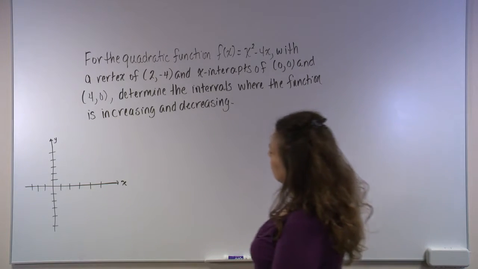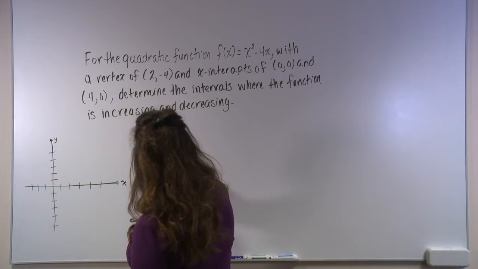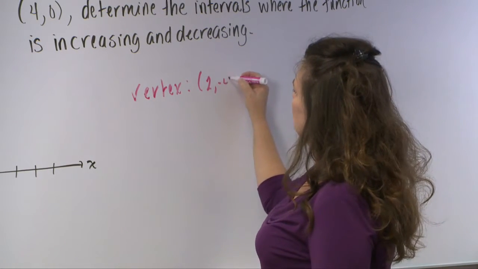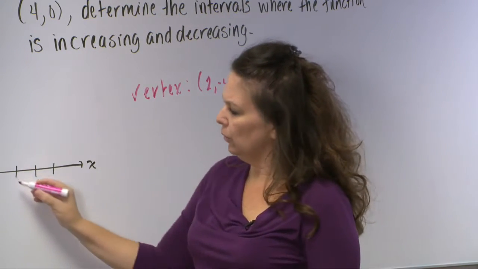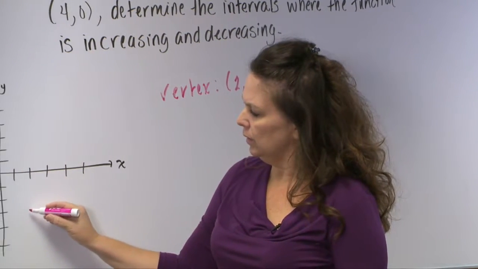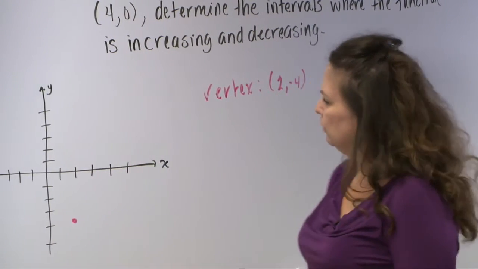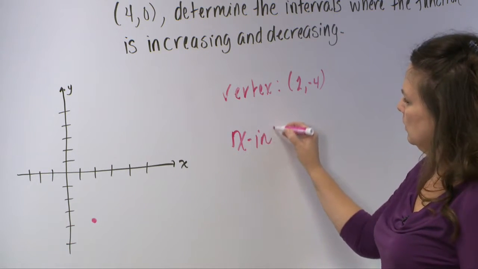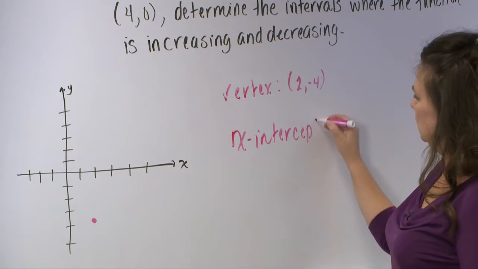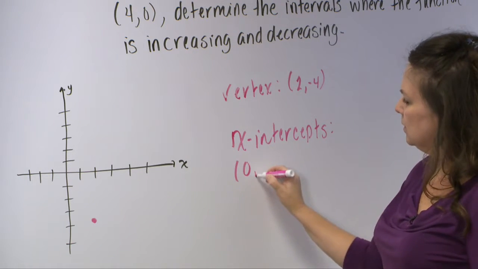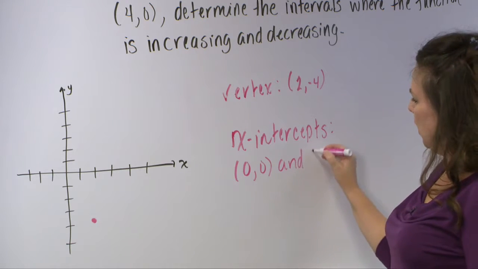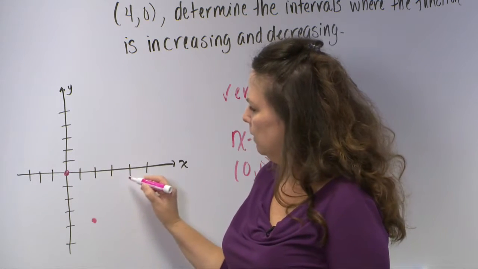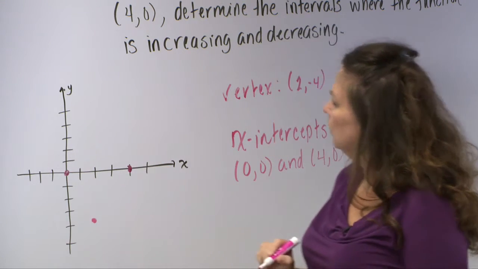So for this function, we have that the vertex is (2, -4). I'm going to start by graphing the vertex. Here's the vertex at (2, -4). And the x-intercepts are the points (0, 0) and (4, 0). So we're at the origin and (4, 0).